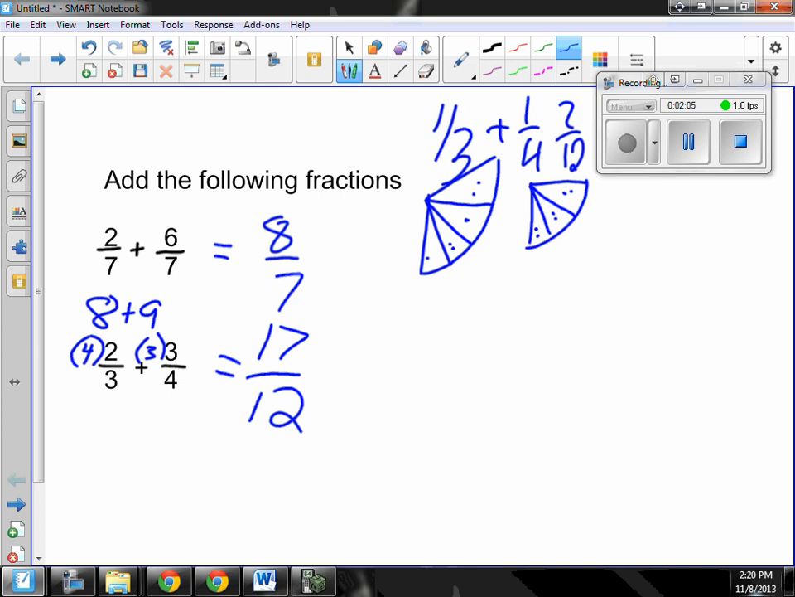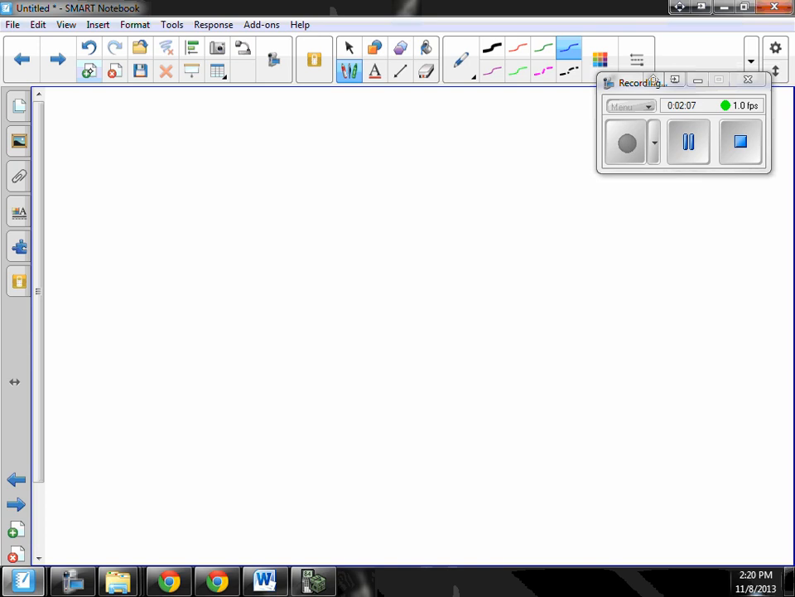Okay? Well, what if I had, let's do 5/6 plus 3/4. What would my common denominator be? I could do 24, but 24 is bigger than needed. How come 12 works? They both go into 12.